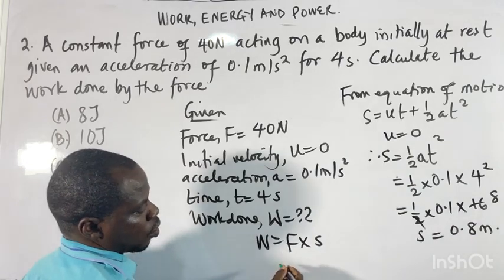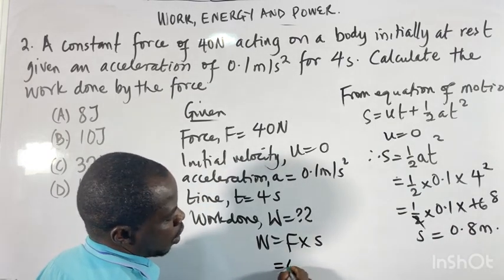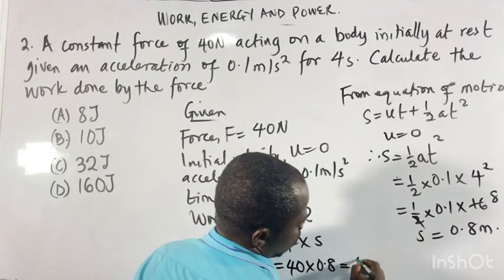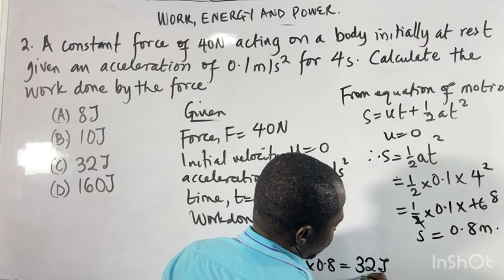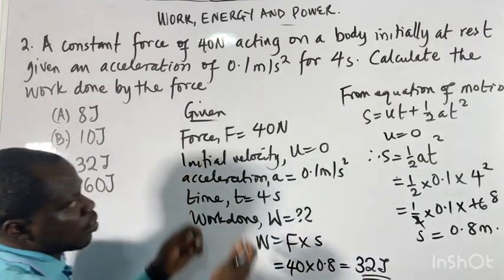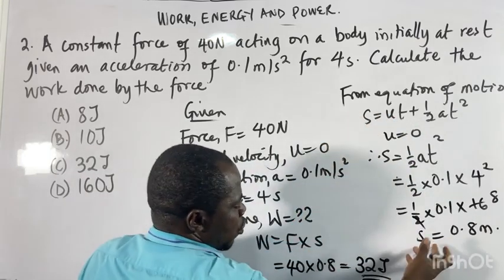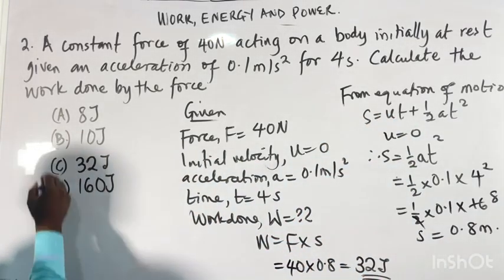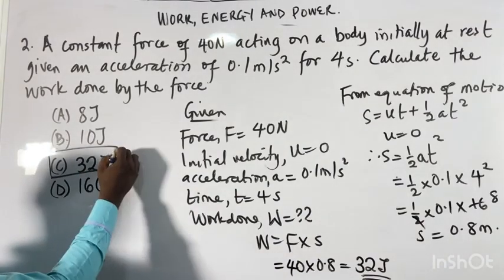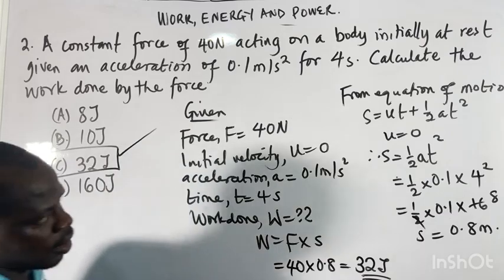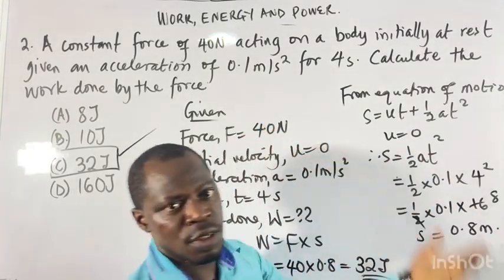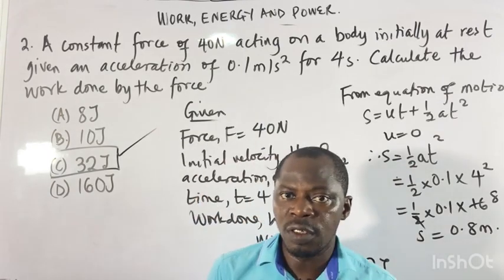Then the work done is equal to force, and that is 40 times 0.8, and that will give us 32 joules. You can see the way it has been solved in a demystified step-by-step way for you, and the final answer here is 32 joules. So from the options, C is the answer, as you can see, and that's how we solve it for you.